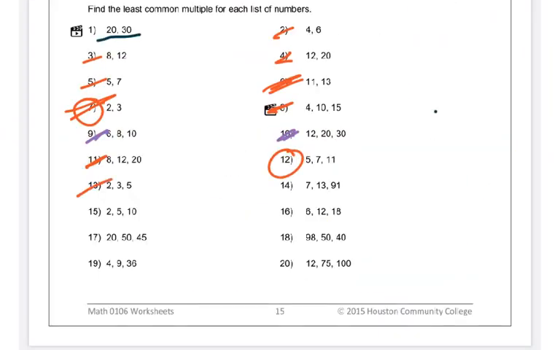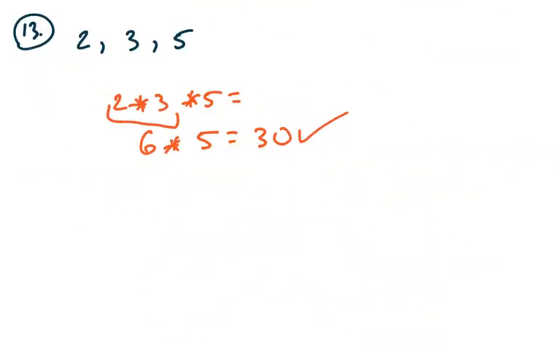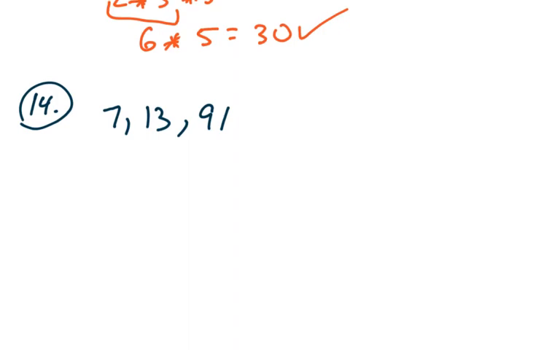Number 14: 7, 13, 91. Now, when I look at this, I have to make the decision. Obviously, I can clearly see that 7 and 13 are prime. Let's say I don't know about 91 though. So one thing that makes sense to do is to try to use these numbers to see if they go into 91. But let me explain why I'm going to do that.